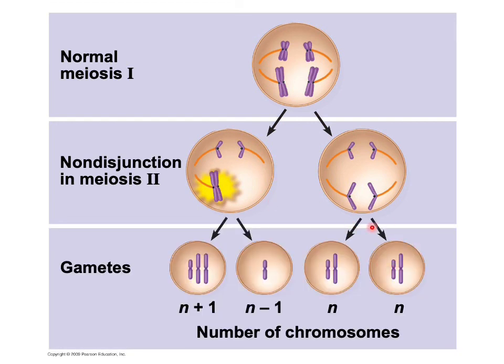In that case, 2 of the resulting gametes, so 2 out of the 4, will have the expected number of chromosomes, 1 of each, while the 2 other gametes will each have +1 or missing 1 chromosome. So again, if this happens to be chromosome number 21, and this egg becomes fertilized by a sperm with 1 set of each chromosome, the resulting baby will have trisomy 21. They'll have 3 copies of chromosome 21.